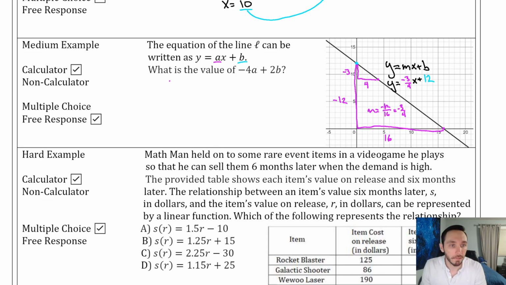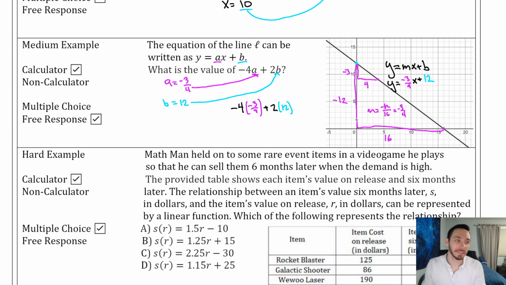I have what my a value is, negative 3 over 4, and I have what my b value is, positive 12. We just have to plug these into this expression. So plugging this in for a, plugging this in for b, and we'll hunt down this expression. So negative 4 times negative 3 over 4, and then plus 2 times 12.